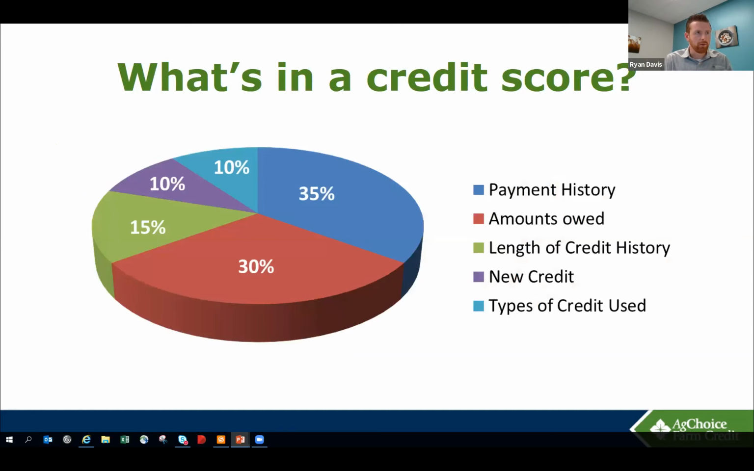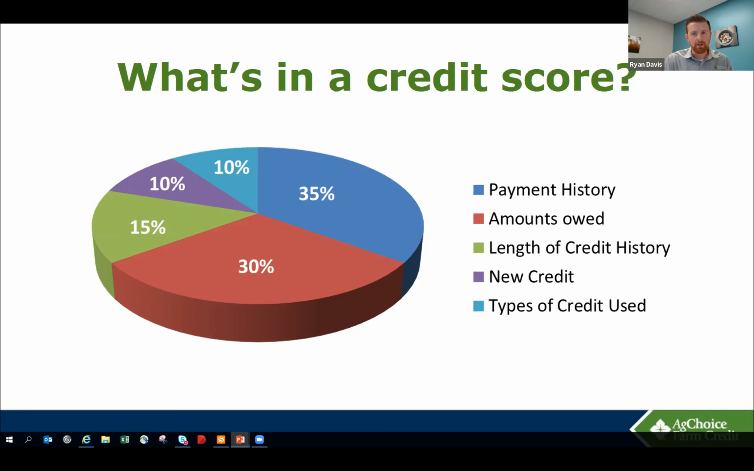So what's in your credit score? What makes up that score? This breakdown comes directly from Fair Isaac Corporation. You may have heard the term FICO or your FICO credit score. That's Fair Isaac Corporation that generates that. They generate the general model that drives all the major credit bureaus that I just mentioned. So the top factor that impacts your credit score is your payment history, 35% of your score. So whether you're paying your bills on time or not.